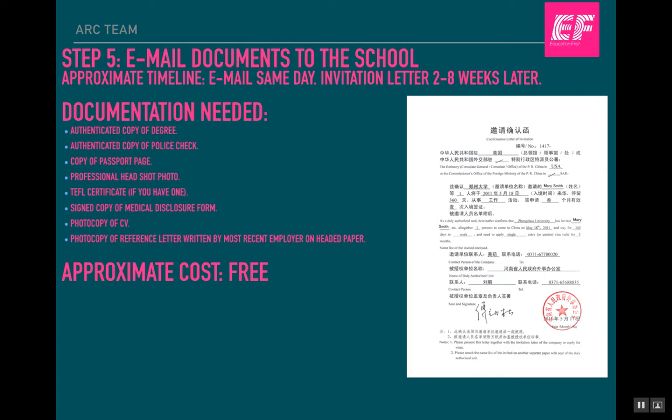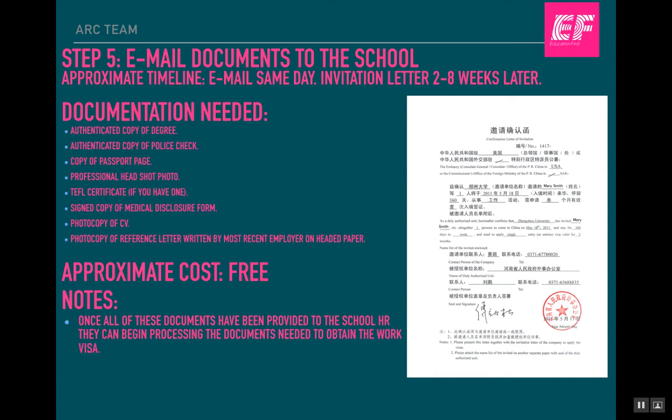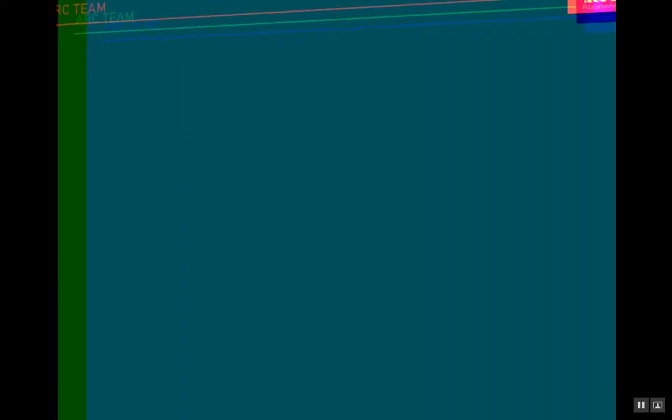You just email it to the school. It's not going to cost you anything to do that. And some things to note here. Once all the documents have been provided to the school's HR, they can begin processing the documents needed on the Chinese end of things to get you that work visa. And then finally, step 6, you're going to apply for that Z visa, that work visa.